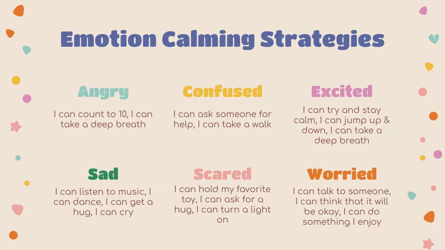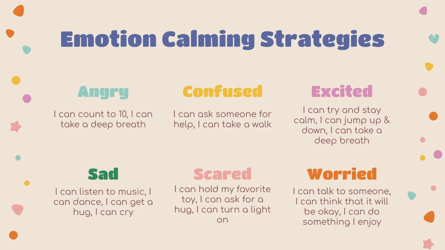For angry or feeling very upset, I can count to 10. I can talk to a friend. I can walk away. I can do something I enjoy. I can take a deep breath, or I can ask them to stop. For confused or unable to understand something, I can ask my teacher for help. I can ask for an explanation or an example. I can take a deep breath. I can look up what I need on my computer. I can look in the book for an explanation.